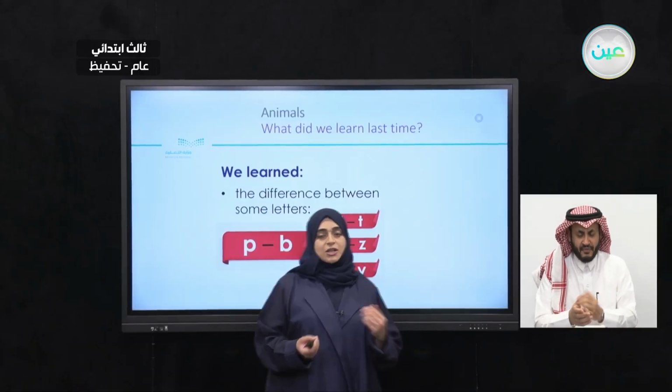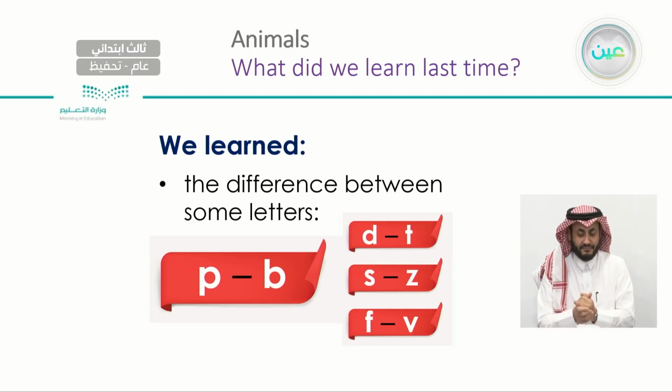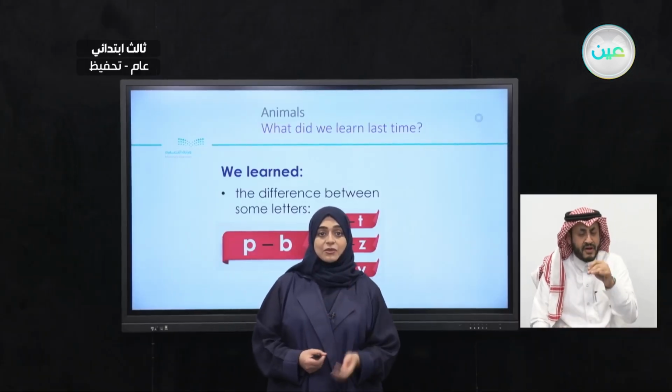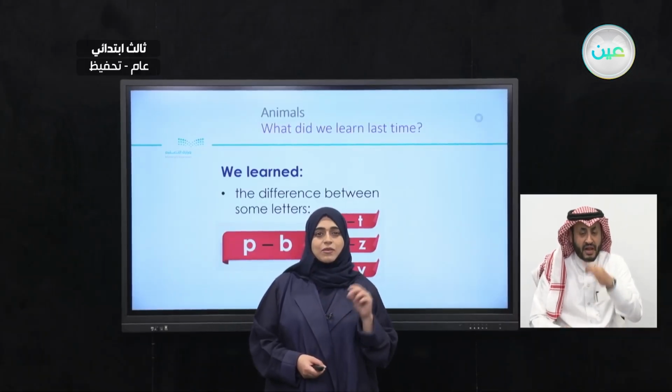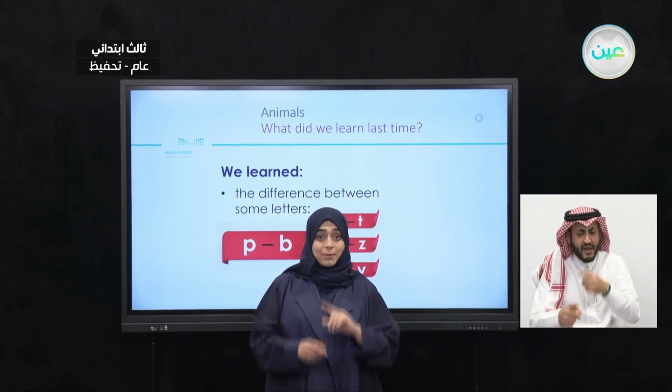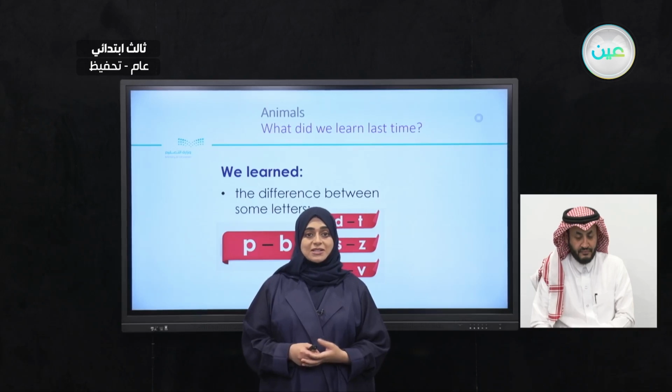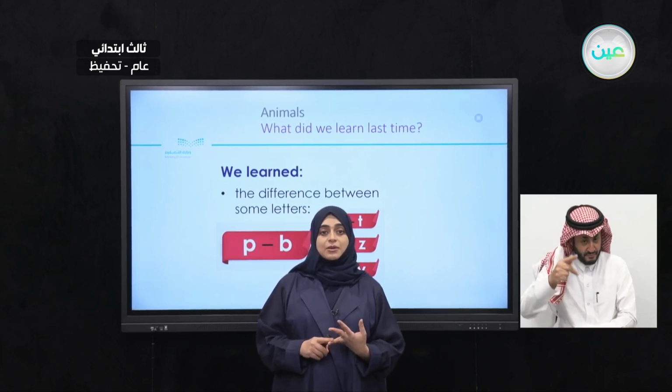Okay, so now let's begin by remembering what we took last time. What did we learn? So last time, we did phonics practice 1, 2, and 3. We learned the difference between some letters. Remember when we talked about letters that look the same, but when they come out, they sound different? Let's go over them super quickly. So the main pair of letters was B and P.